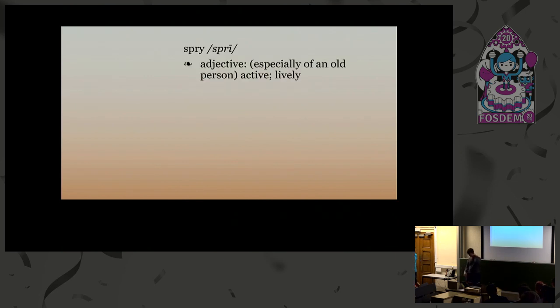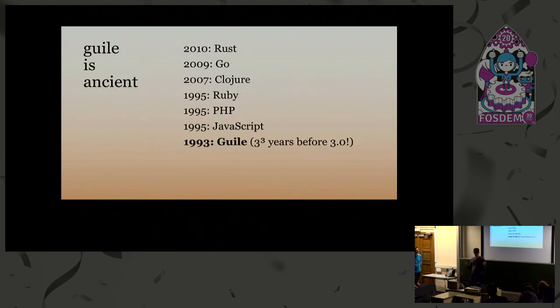But when I actually looked up the definition of spry, it didn't say just active and lively. It said especially of an old person, right? Which is funny because it's the word I thought about to describe Guile, and then I was offended by the definition, and then I realized, this is reality, and I should just accept it. I turned 40 last week also, so this is related. So Guile is old. Guile's real old. It's not on the upswing like a new language like Rust, for example. It's not Elixir. It's old, right? It's older than probably some people at FOSDEM, right?